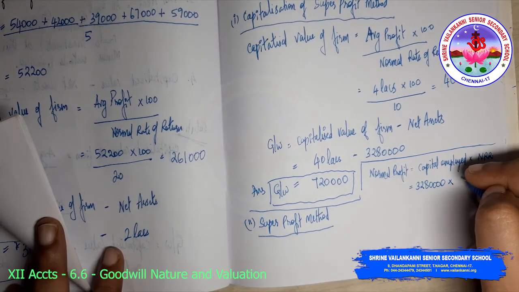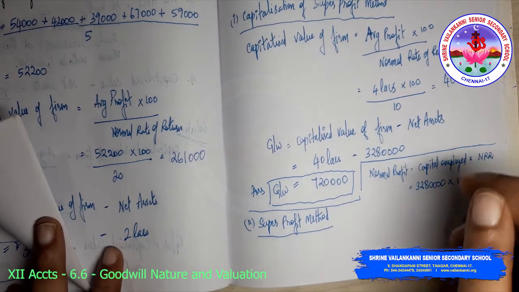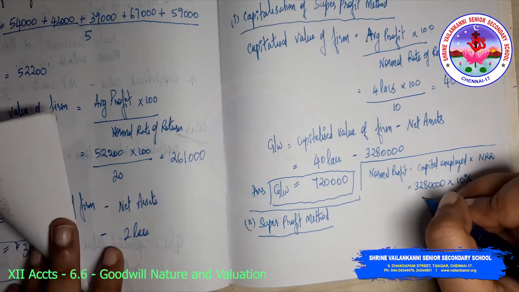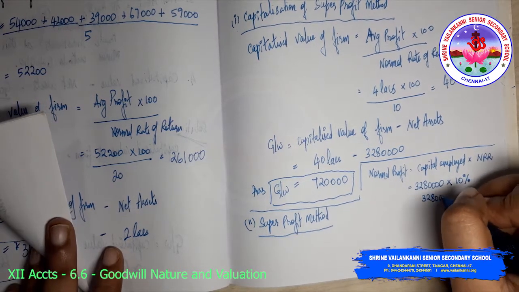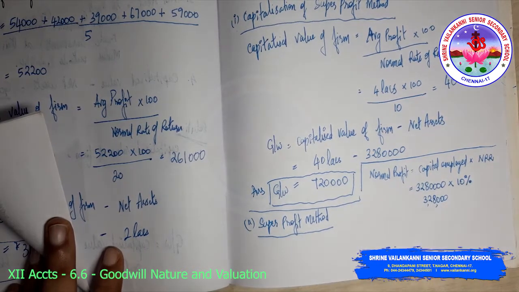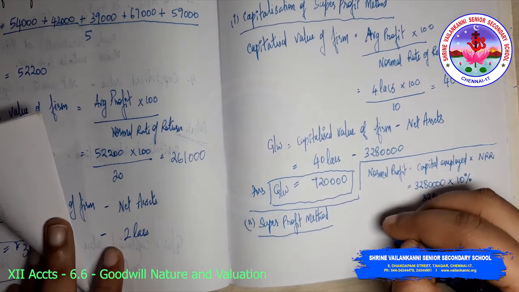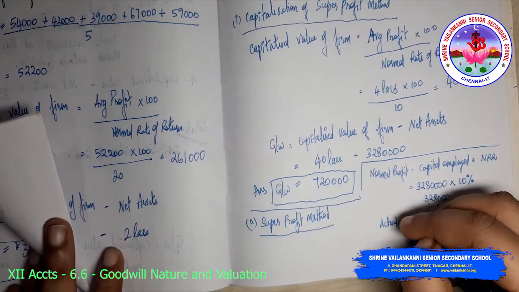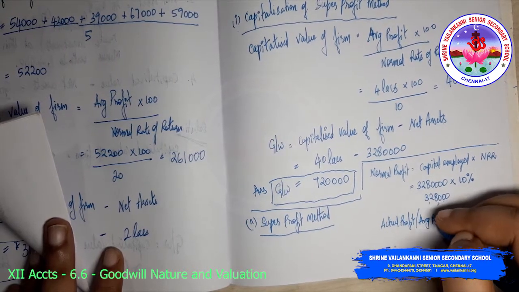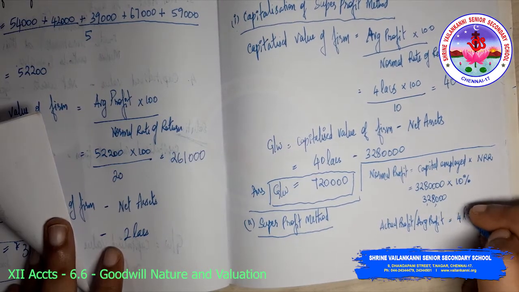into normal rate of return. If you look into the question, it is 10%. So we are getting 3,28,000 is the normal profit. Now what is the actual profit? Actual profit is otherwise called as average profit. Okay, since average profit is given in the question, I am using this 4 lakhs.